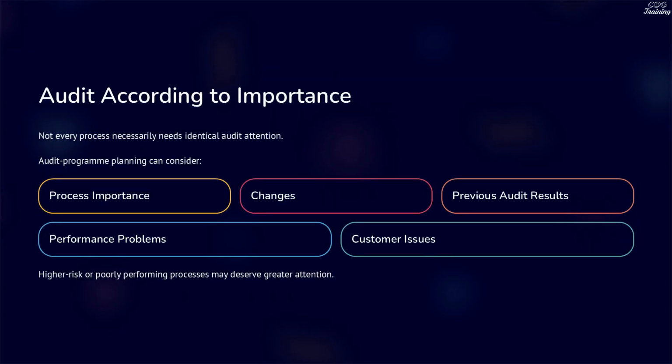Not every process needs the same level of audit attention. Audit program planning can consider process importance, changes, previous audit results, performance problems, and customer issues. Higher risk processes may deserve greater attention.